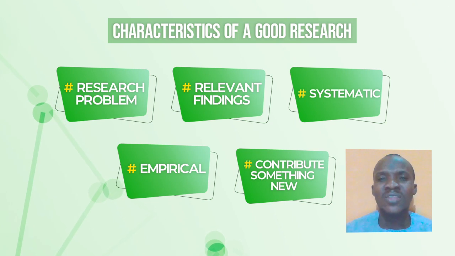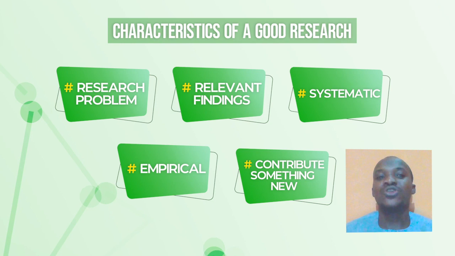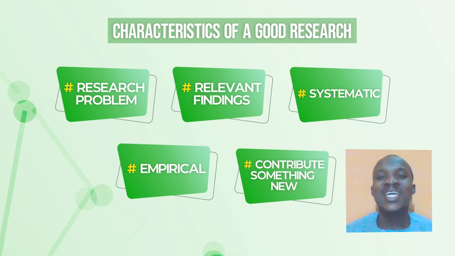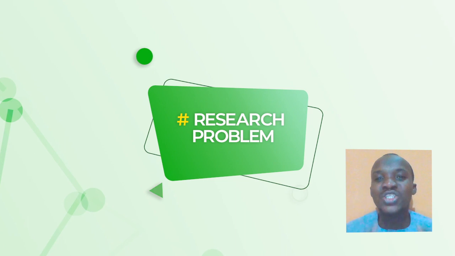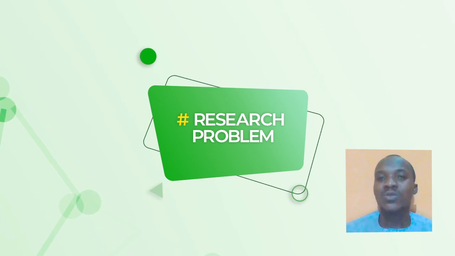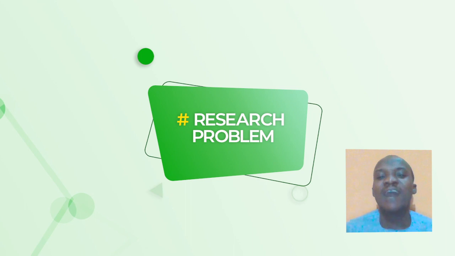Now, the very first characteristic of a good research is that a good research must be centered on a research problem. In other words, you must begin your research on the basis of a problem that you have in mind, which you want to find a solution for. Let me give you a particular example in the field of data science.